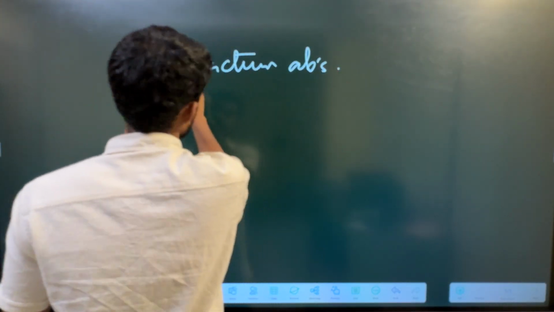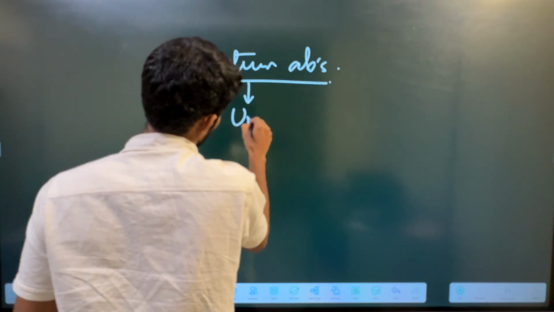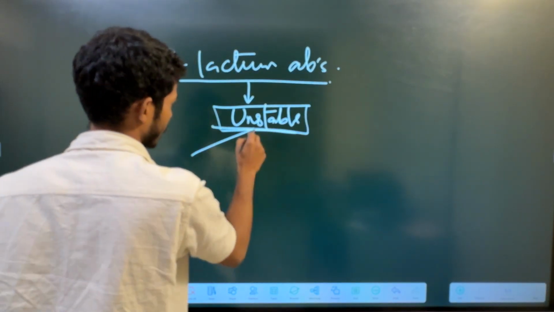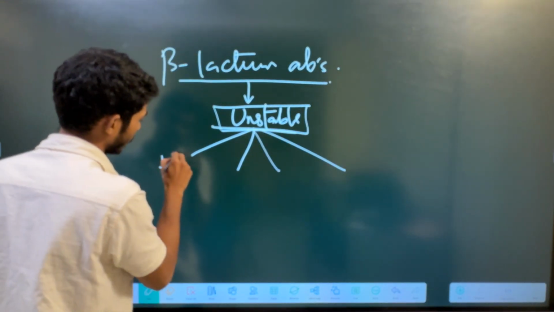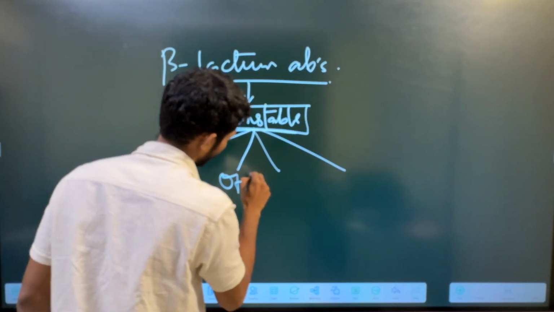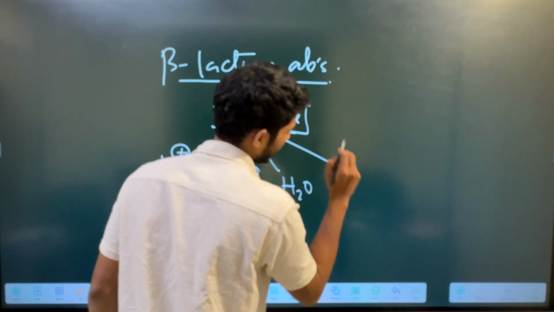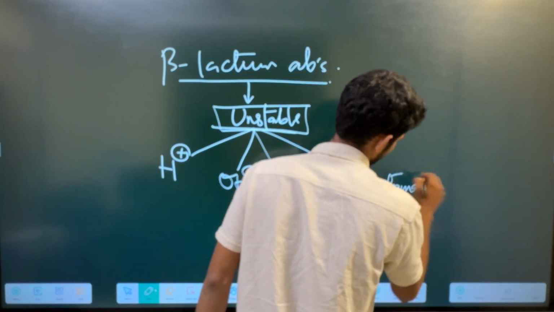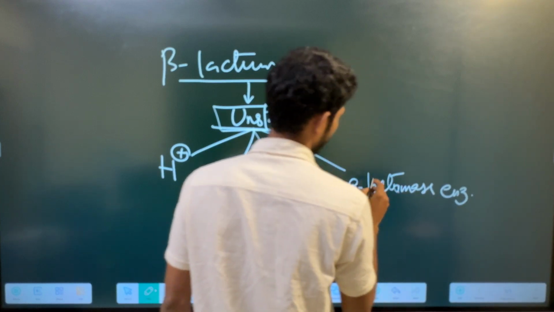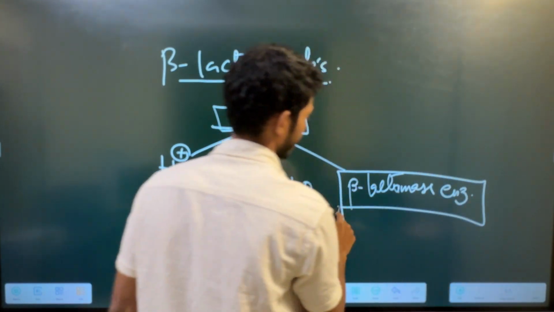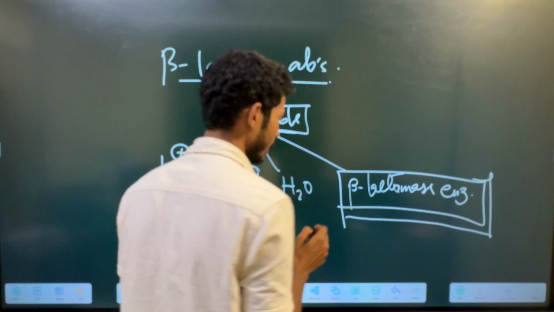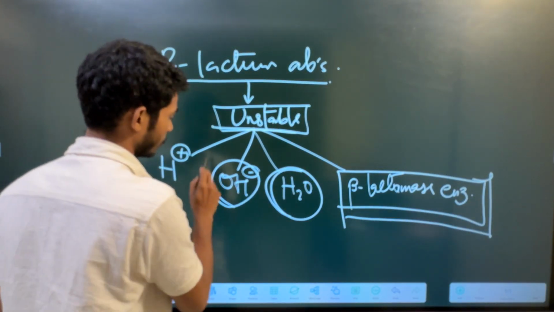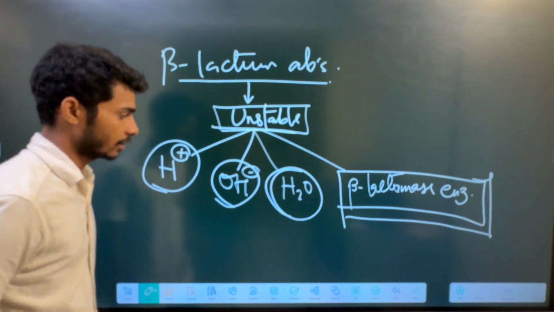antibiotics such as penicillin and cephalosporin are unstable in the presence of four different conditions. What are they? Number one is in the presence of acid. Number two, in the presence of base. Number three, in the presence of water. And number four, in the presence of beta lactamase enzyme. Okay. This beta lactamase enzyme is produced by the bacteria so that they can save themselves from the beta lactam antibiotics. Okay. Next, water is also very important, and in the presence of acid and base, it is unstable.